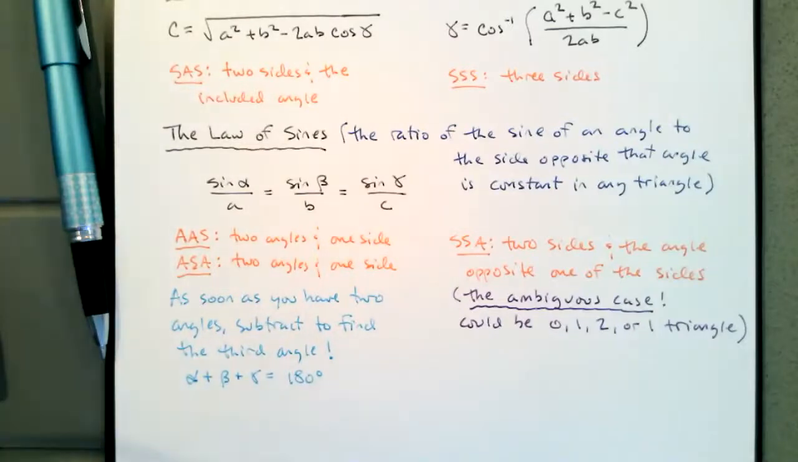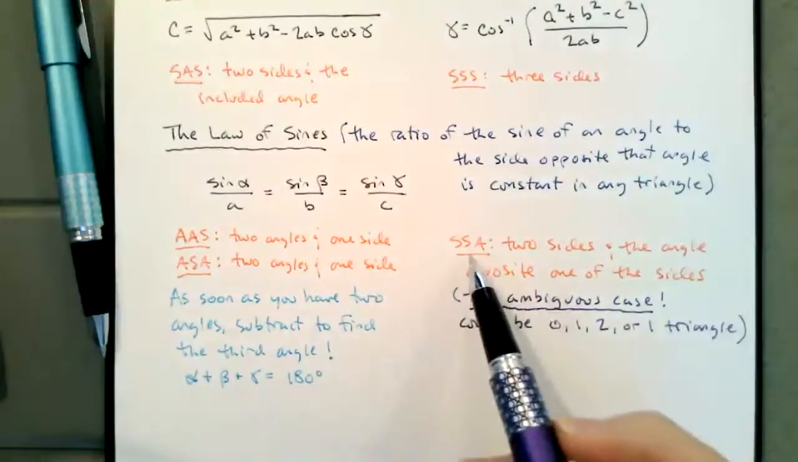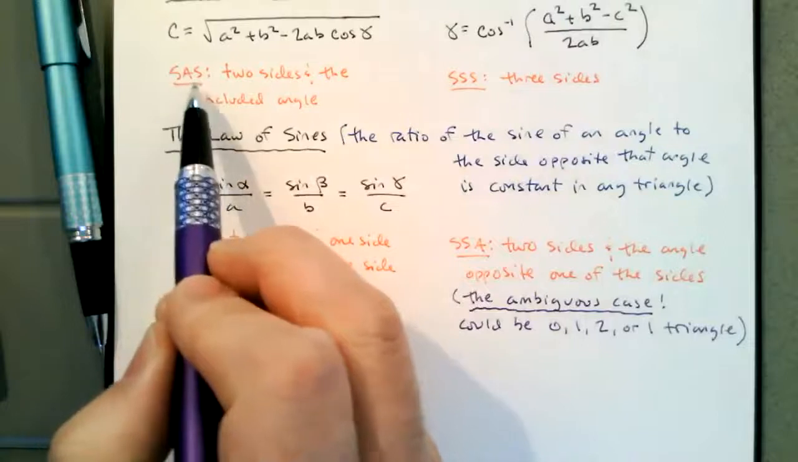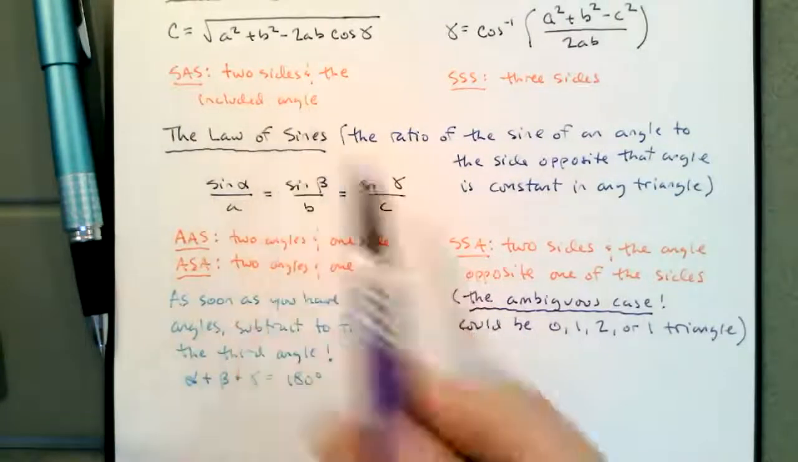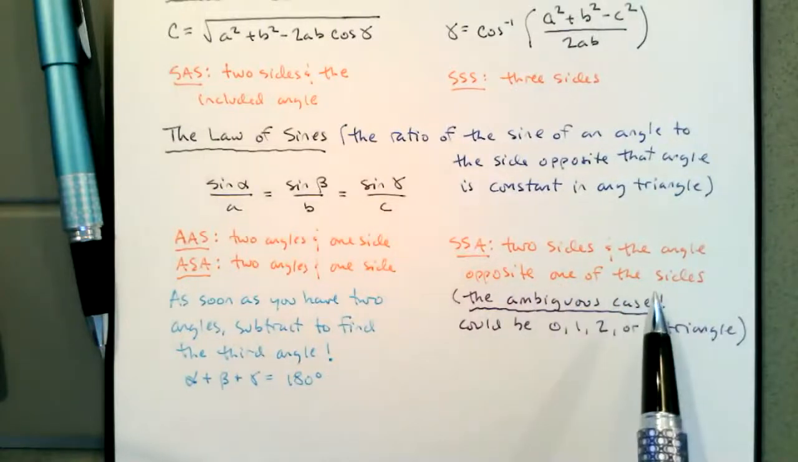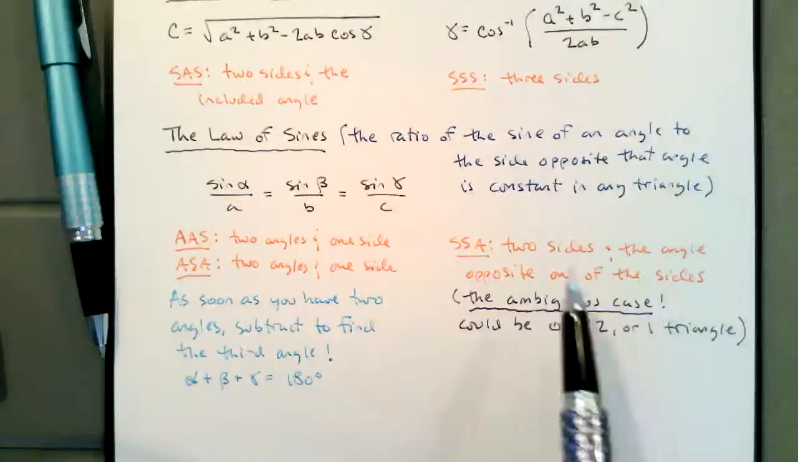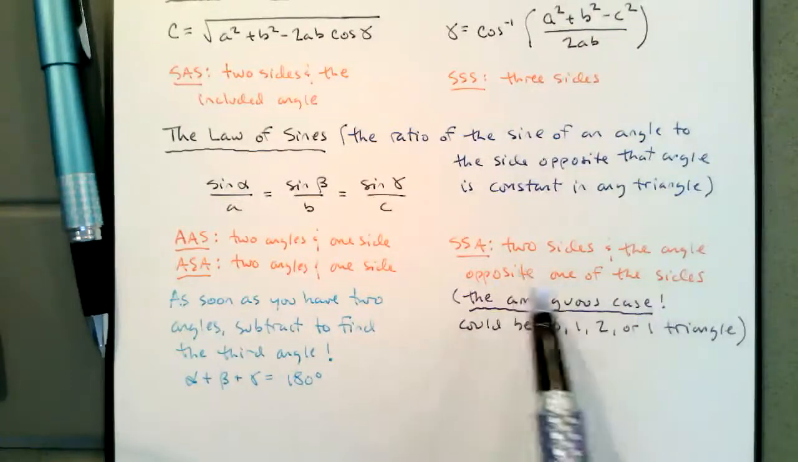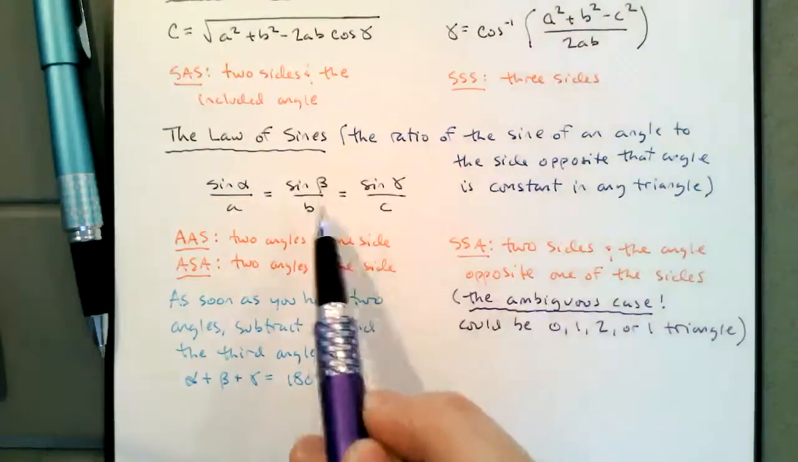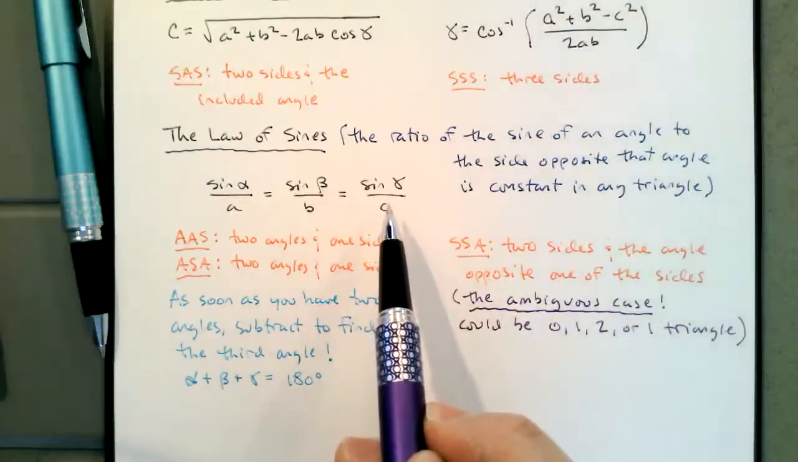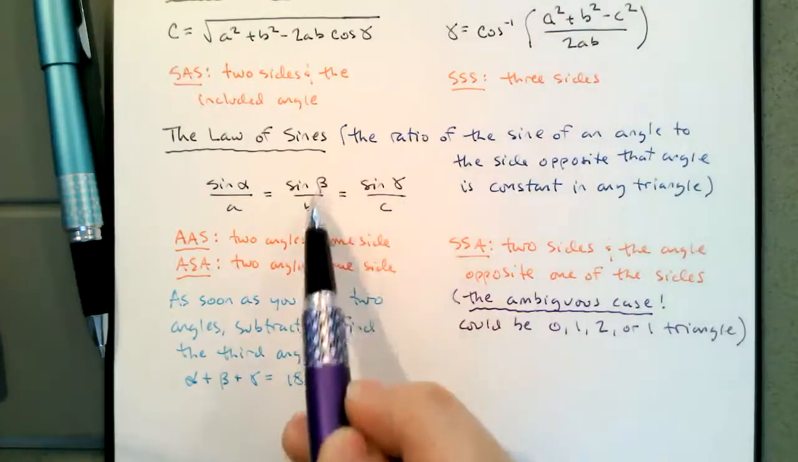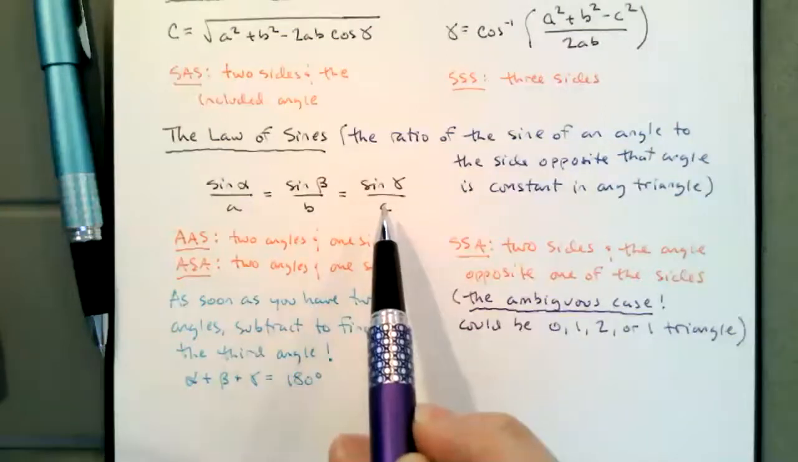The other case where we have to use the law of sines is side-side-angle. Notice that this is different than side-angle-side. Side-angle-side is two sides and the included angle. Side-side-angle is two sides and the angle opposite one of those sides. That makes sense because if I have two sides, B and C, let's say, the angle opposite one of those sides will be beta or gamma. And so I'd have three pieces that I can use in the law of sines.